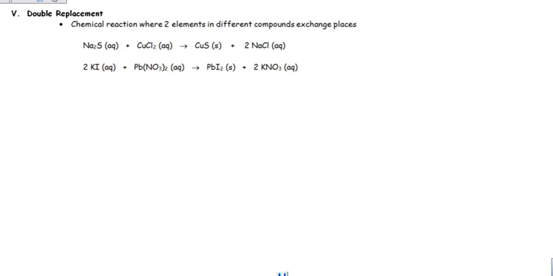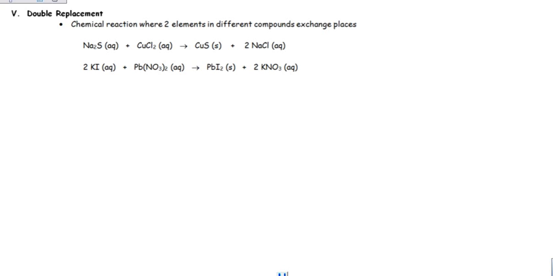This category of reaction is called a double replacement. In a double replacement, there will be two elements replacing each other in compounds. So for example, look at this first reaction: sodium sulfide reacting with copper chloride. Now check the product side. Copper is now with sulfur and sodium is with chlorine.